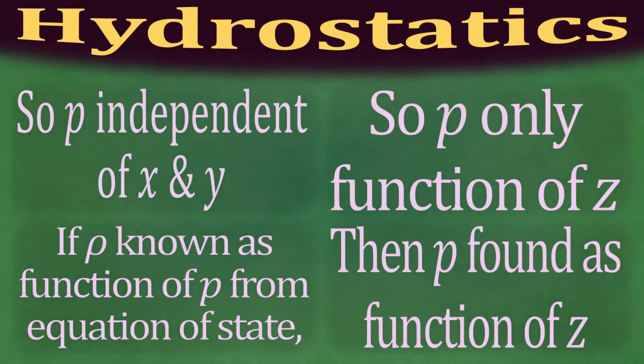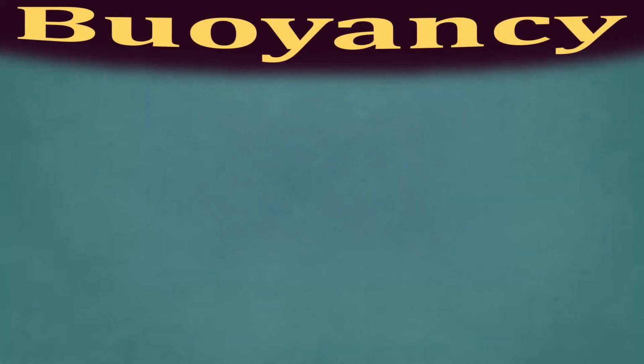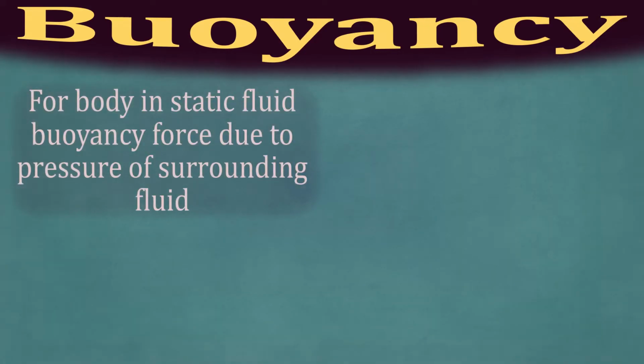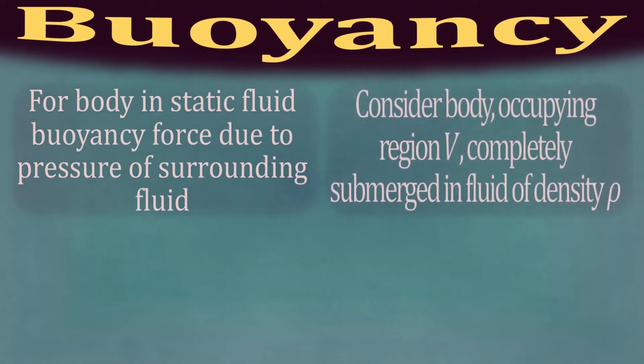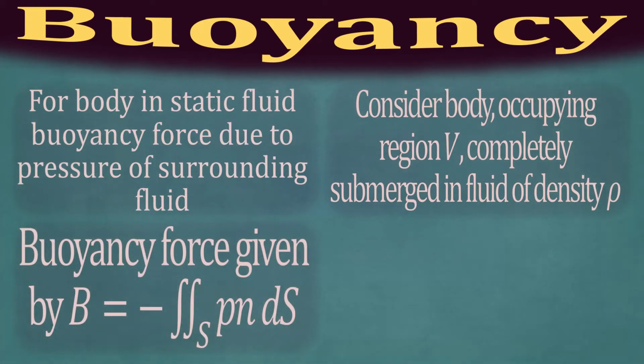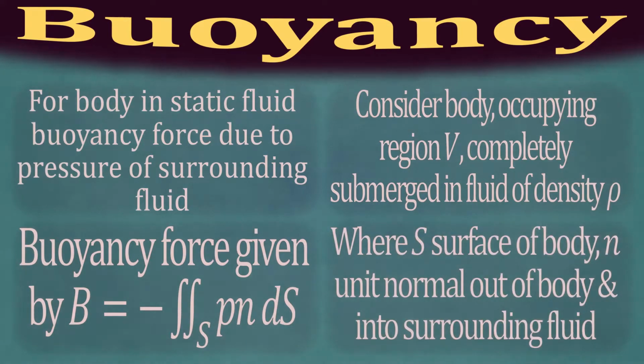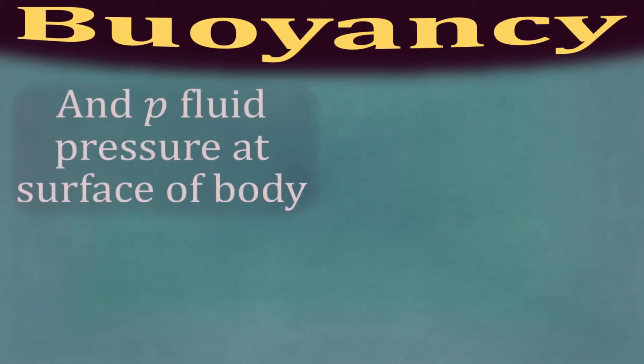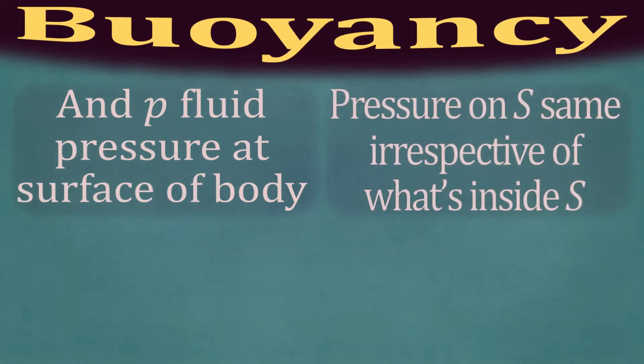Now, let's move on to discussing buoyancy. For a body in a static fluid, the buoyancy is the force due to the pressure of the surrounding fluid. Consider a body occupying a region V completely submerged in a fluid of density ρ. The buoyancy force is given by B is equal to minus the double integral over S of Pn dS, where S is the surface of the body, n is the unit normal out of the body and into the surrounding fluid, and P is the pressure at the surface of the body. The pressure on S is the same irrespective of what is inside S, so it's convenient to think of S as containing the same fluid as the surrounding fluid.